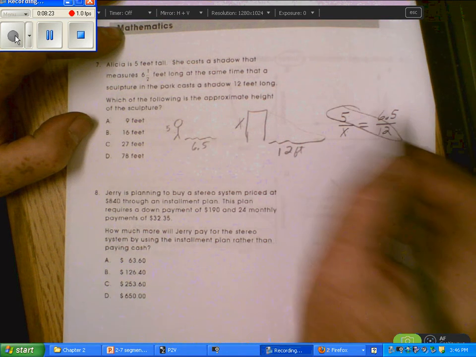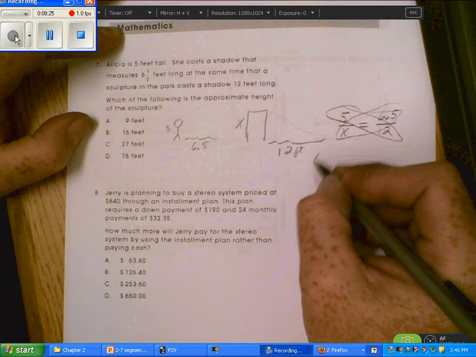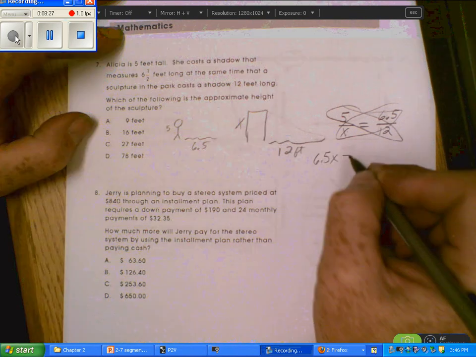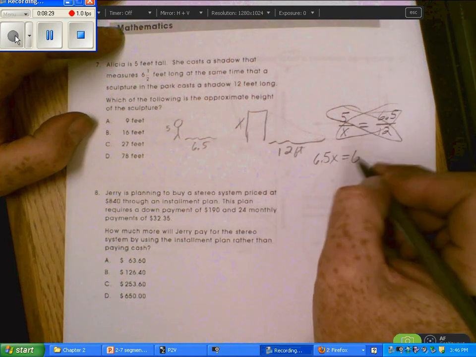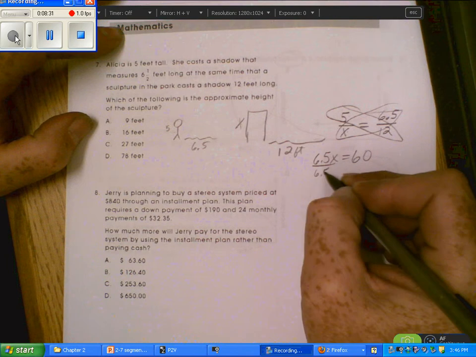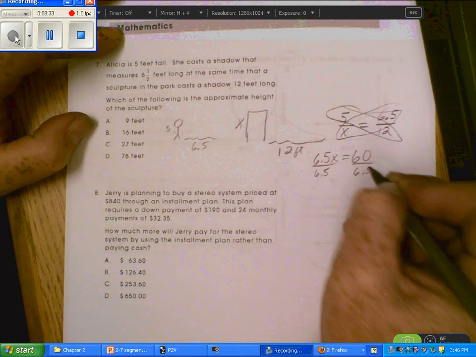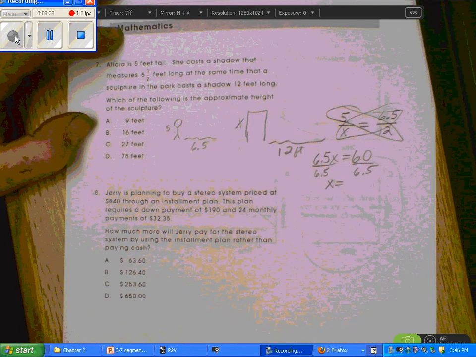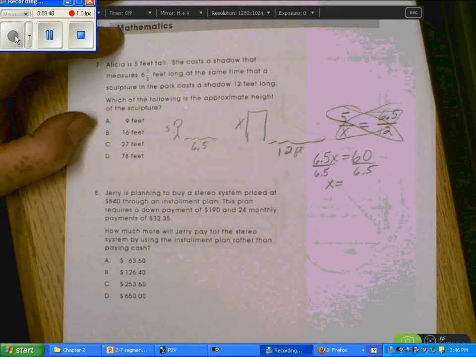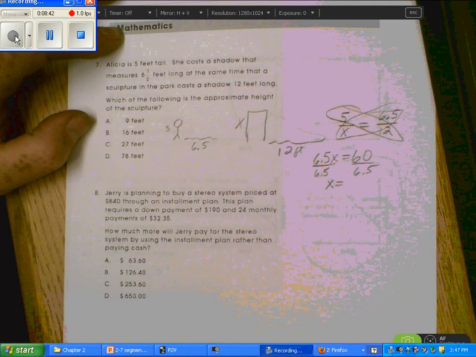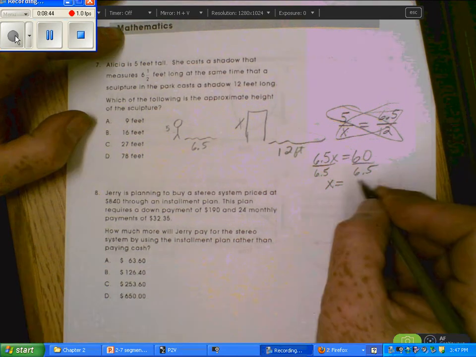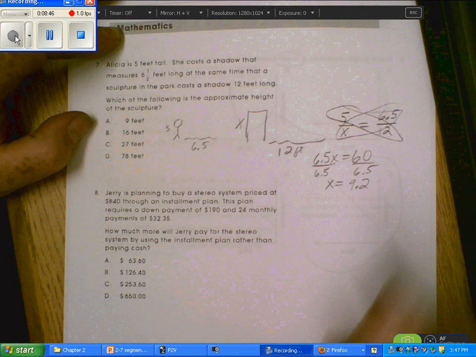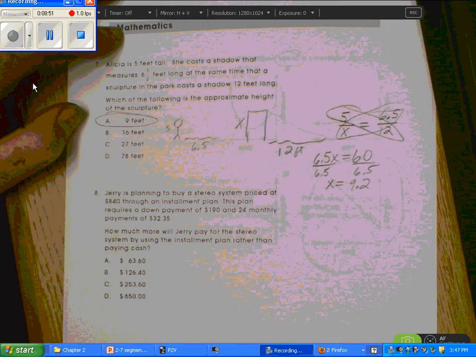We cross multiply, you end up with 6.5x equals 60. Divide both sides by 6.5, and you end up with x equals 9.2, something around that, rounded off a little bit. Well, then the sculpture is about 9 feet tall.